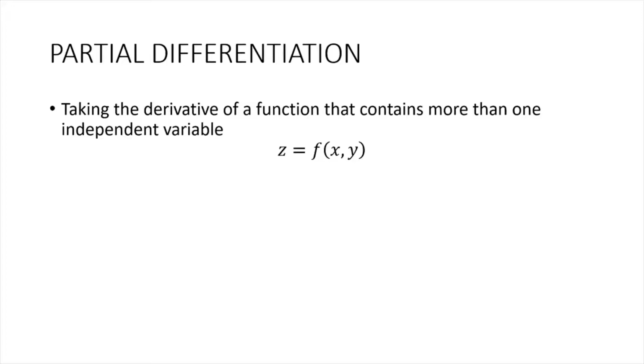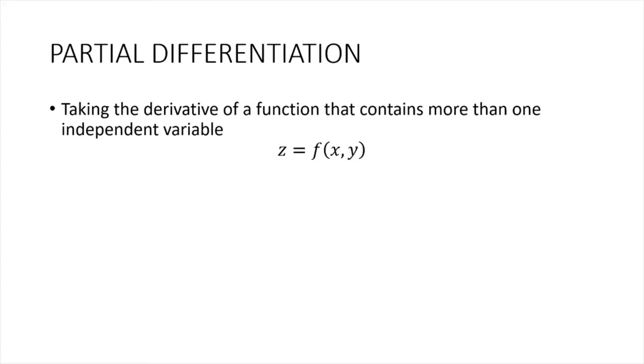Partial differentiation means differentiating with respect to one of the variables while holding the other variable as constant. For this one, we can have two partial derivatives. Partial derivative of z with respect to x can be obtained by holding y as constant. Or partial derivative of z with respect to y, where x is held as a constant.